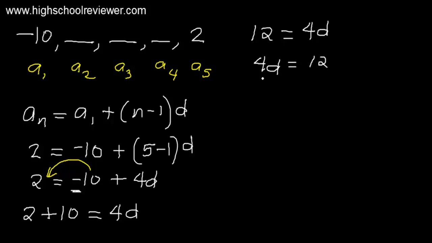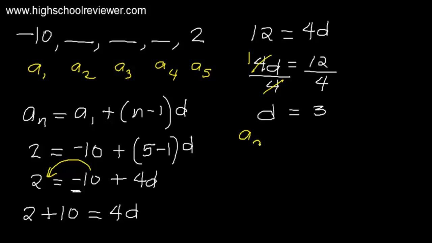And to find d, we need to cancel out 4. So divide both sides of the equation by 4. Now, 4 divided by 4, we can cancel this out. This will be equal to 1, and 1 multiplied by d is equal to d. d is equal to 12 divided by 4, which is 3. We now have the value for d, so we can find a sub 2. So to find a sub 2, we will just add a sub 1 and the value of d.